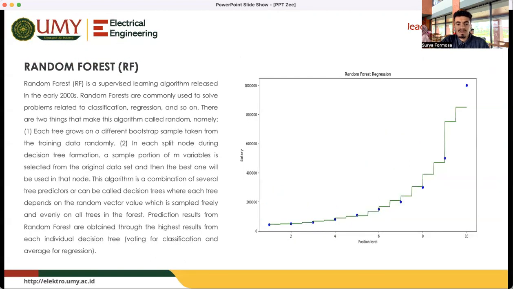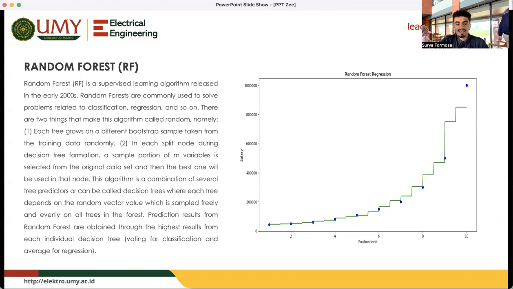Second of all, random forest. Random forest is a supervised learning algorithm released in the early 2000s. Random forests are commonly used to solve problems related to classification, regression, and so on. There are two things that make this algorithm called random.